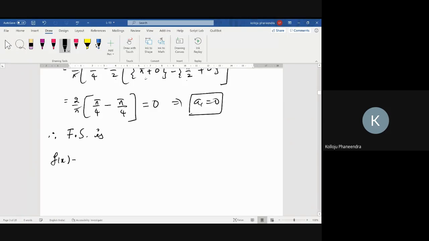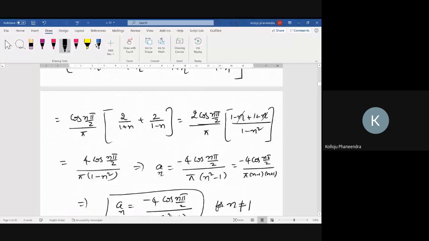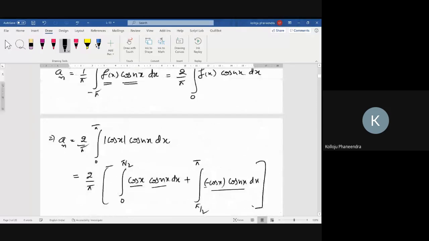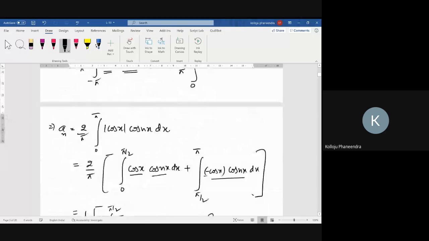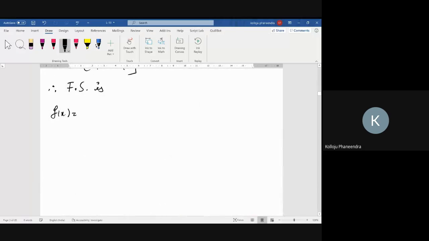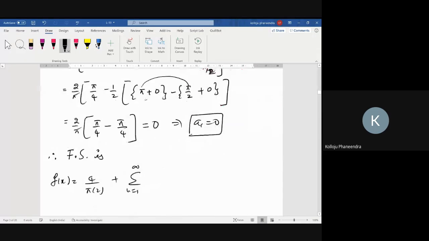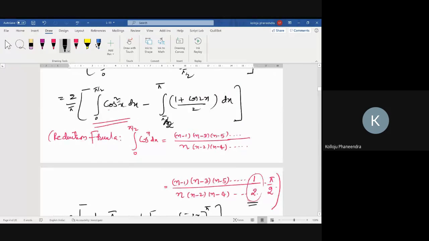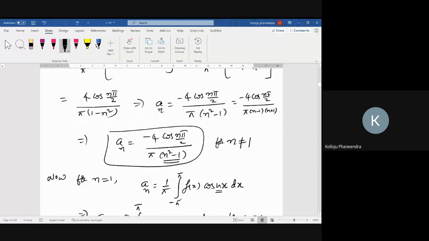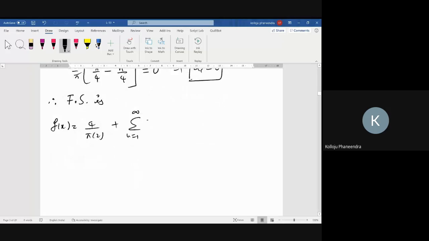Now, after calculating, therefore, the Fourier series is: what is f of x equal to? What is a0 value? A0 value is 4 by pi. So 4 by pi into a0 by 2 plus summation n equal to 1 to infinity. And what is an value? Minus 4 cos n pi by 2, n equal to 2 to infinity, over pi into n square minus 1, into cos nx.